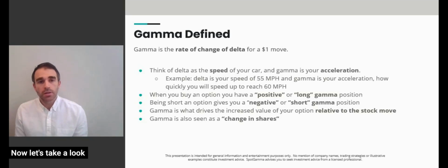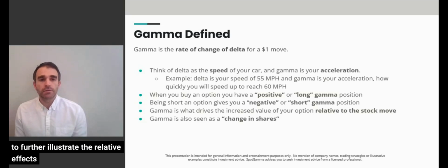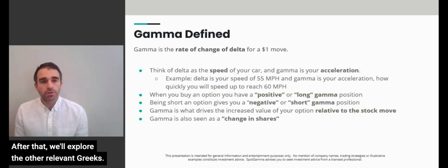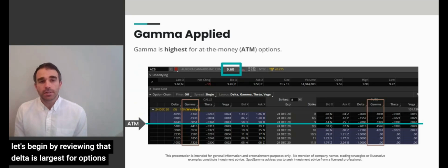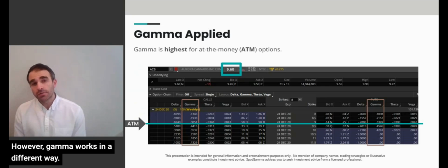Now let's take a look again at the same options montage to further illustrate the relative effects of gamma on pricing, just as we did with delta. After that, we'll explore the other relevant Greeks. To revisit the options montage from the delta example, let's begin by reviewing that delta is largest for options which are in the money. However, gamma works in a different way.